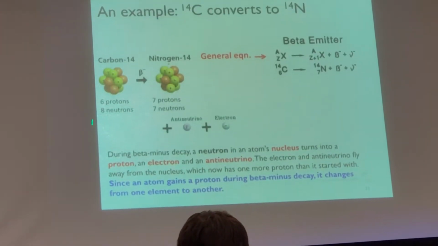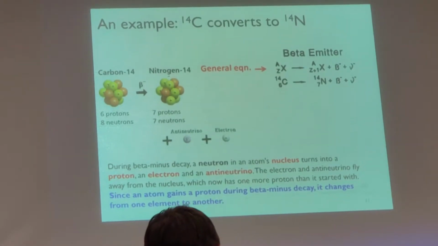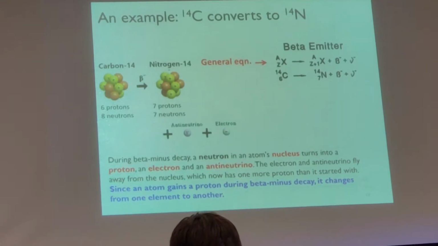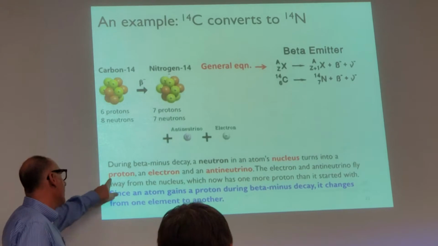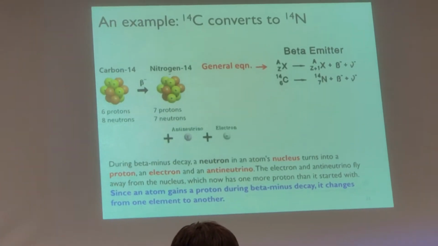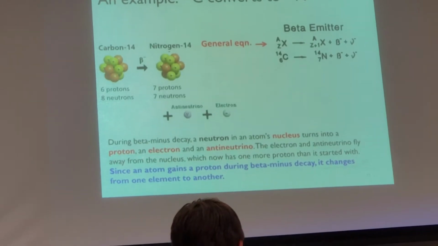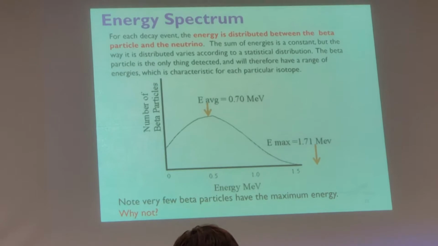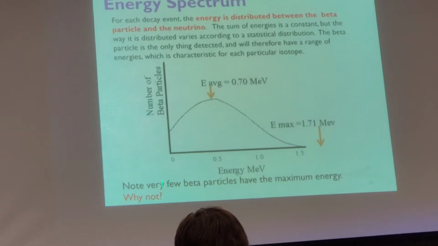The general equation is something like this. You will probably have seen radioactive decay at some point. Here's a generic carbon-14, which through beta decay is going to make nitrogen-14. All right, so here's the critical thing: the neutron is going to turn into a proton, an electron, and an antineutrino. That's fine, but here's a typical energy curve for something like beta emission.